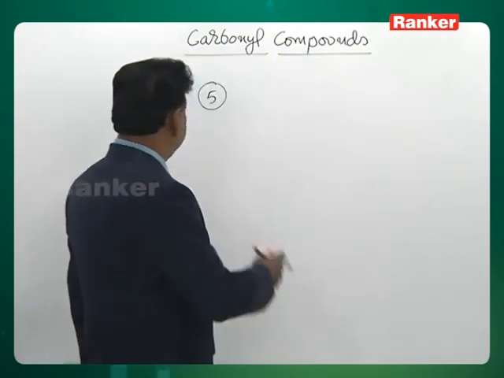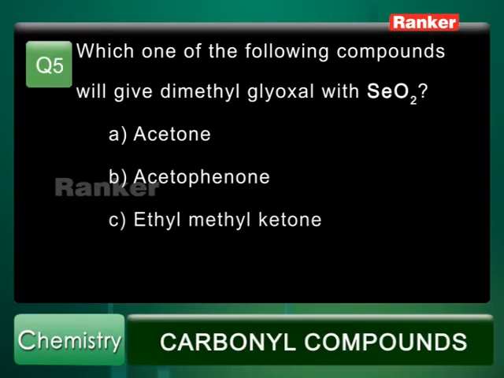So let's go for question number 5. Which one of the following compounds will give dimethyl glyoxal with SeO2, that is selenium dioxide, an oxidizing agent? Generally if a carbonyl group is already there, by its side you will get another carbonyl group. If an alkene is there, you will get allylic hydroxylation also. But in the question, the options given are: acetone. Acetone will give one carbonyl group by its side, meaning methyl glyoxal is formed. Acetophenone will give a phenyl glyoxal.